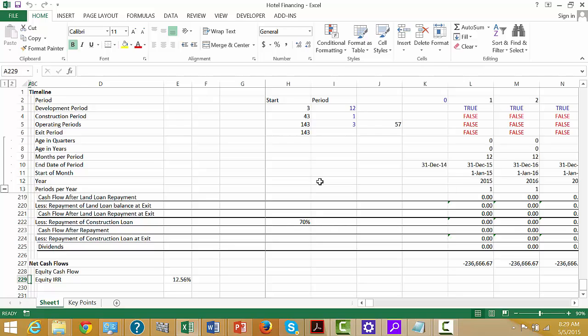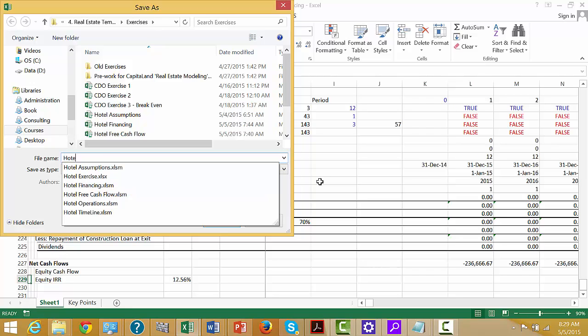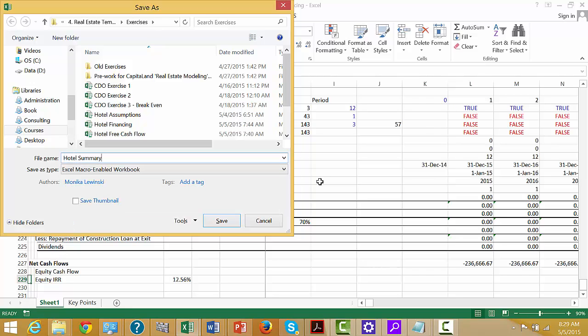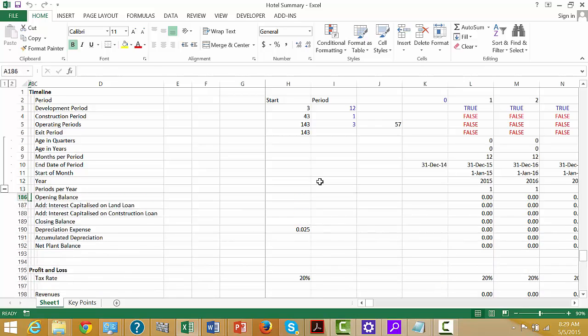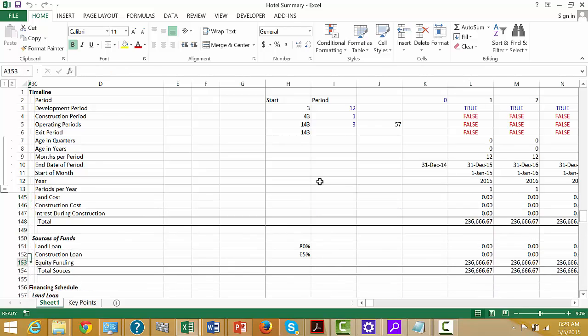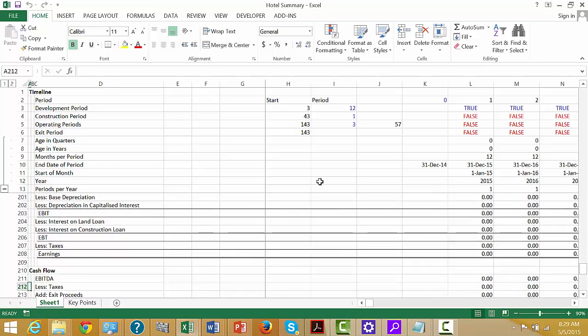And you know, here's what I'm going to do. I'm going to save it, not as hotel financing, but as hotel summary, which is our next sheet. So if you want to work on this, you have to go out and do it yourself. Now, I might leave the titles in here for you and make a nice little exercise that you could attempt to follow. But I think that's enough for this one.